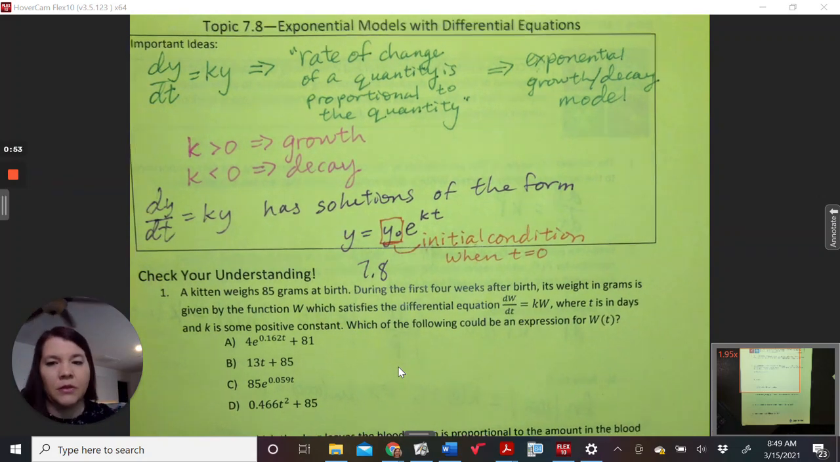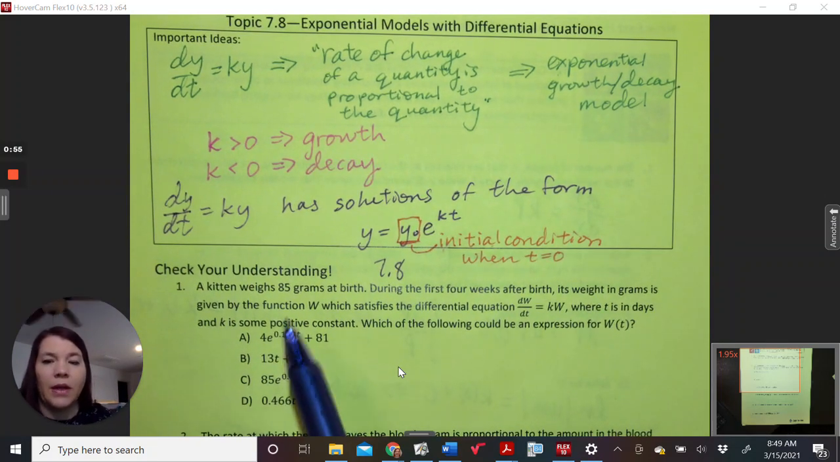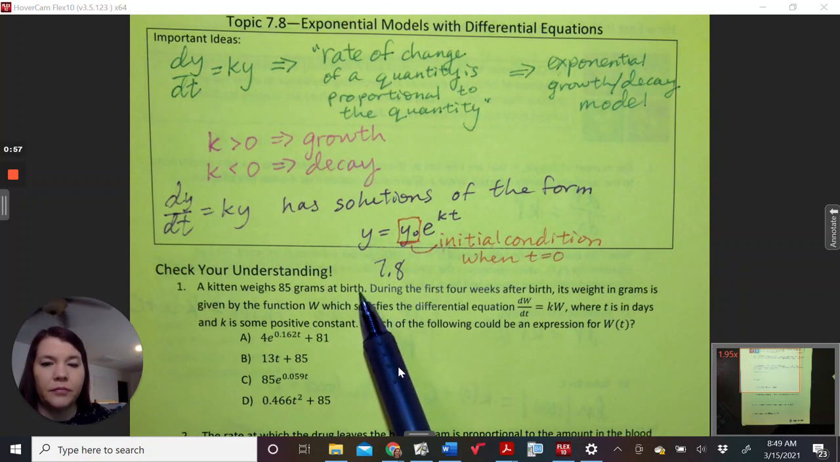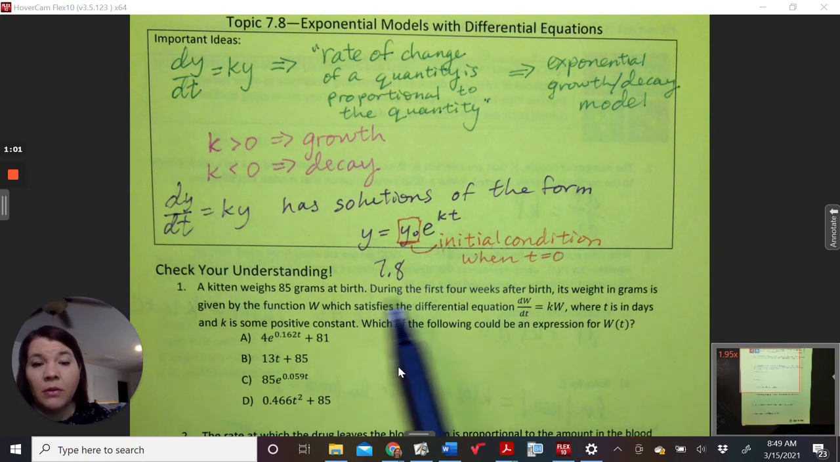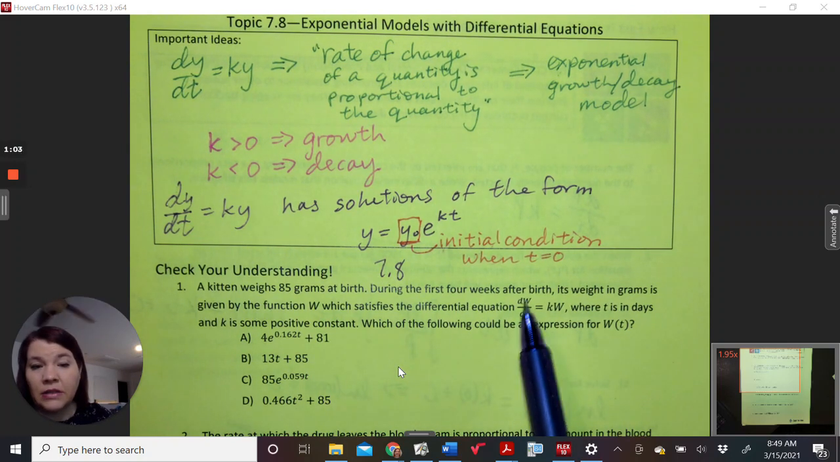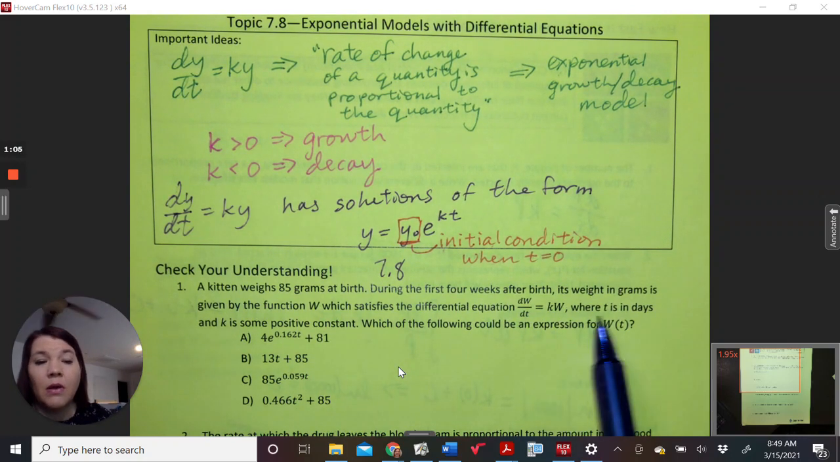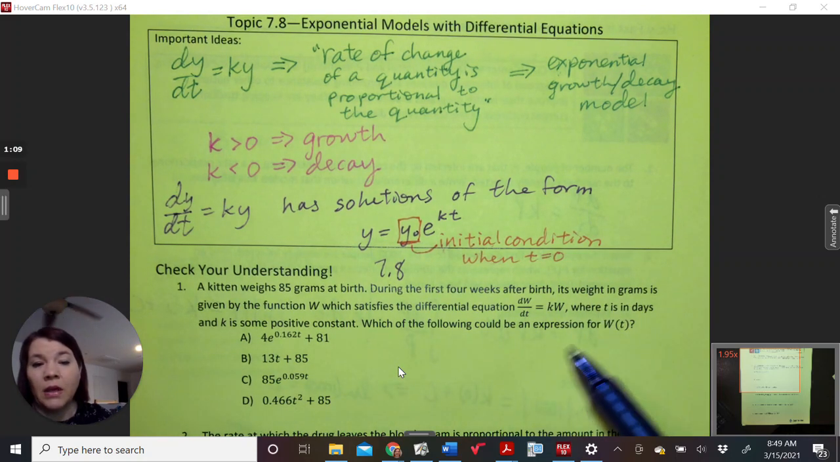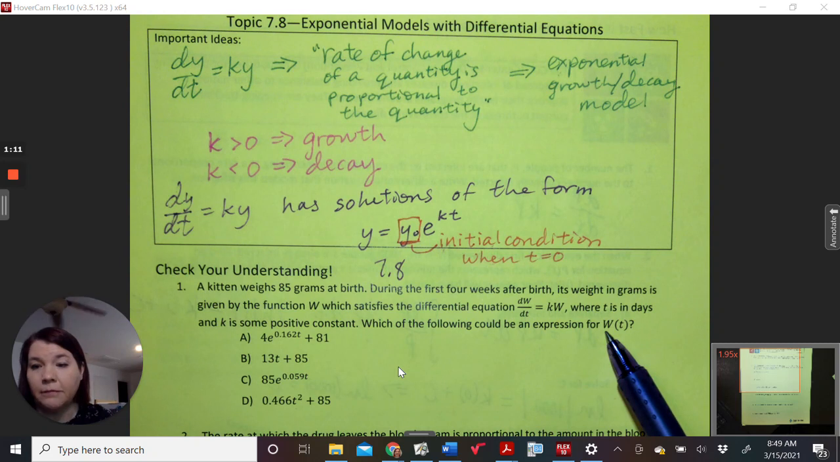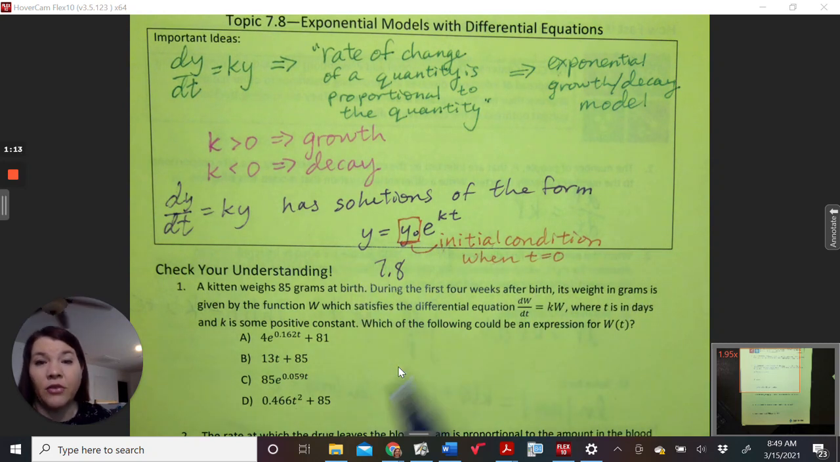So a kitten weighs 85 grams at birth. During the first 4 weeks after birth, its weight in grams is given by a function w, which satisfies the differential equation dw/dt equals kw, where t is in days and k is a positive constant. Which of the following could be an expression for w of t? So in other words, after doing all of the work, which one could be a solution?